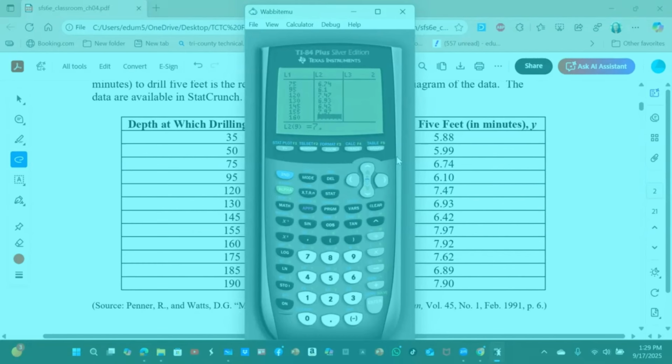7.92, enter. The next one is 7.62, enter. The next one is 6.89, enter. The next one is 7.90, enter. When I finish, I'll have to eyeball the data.